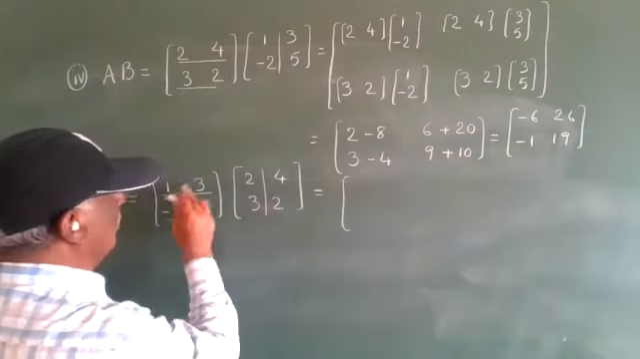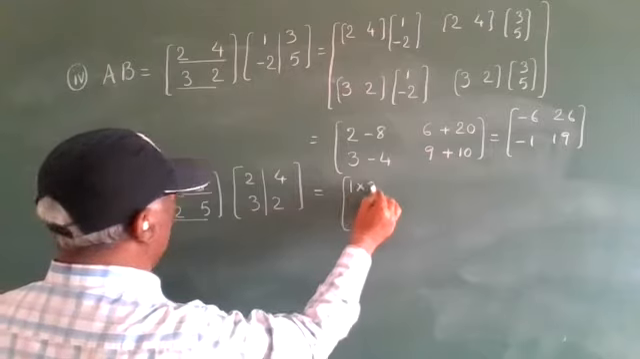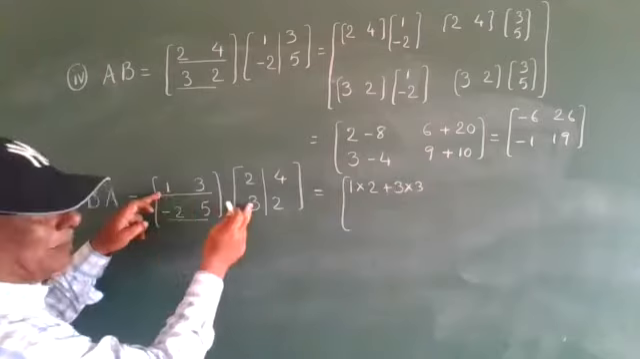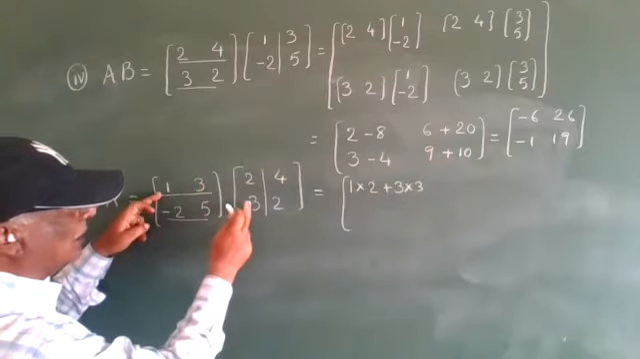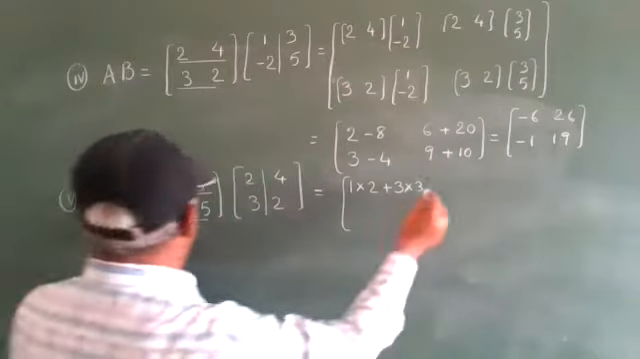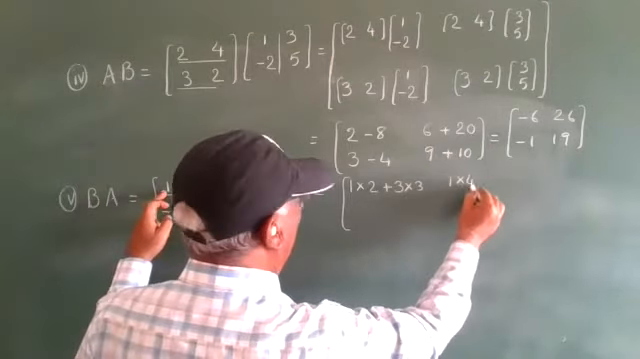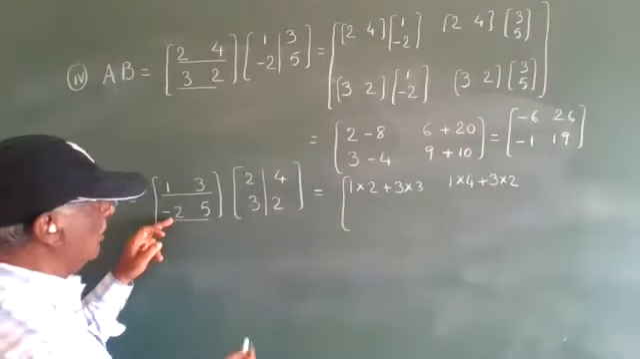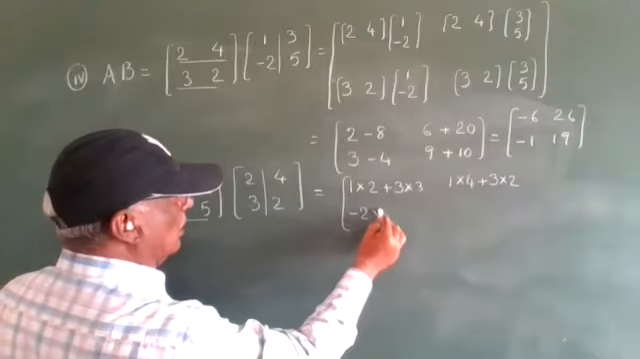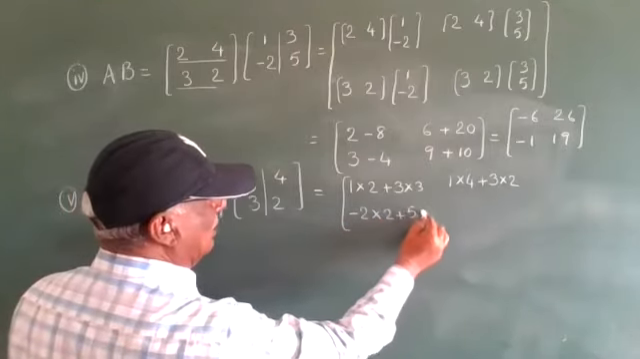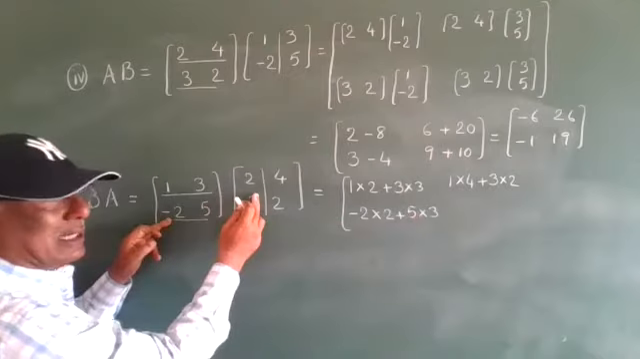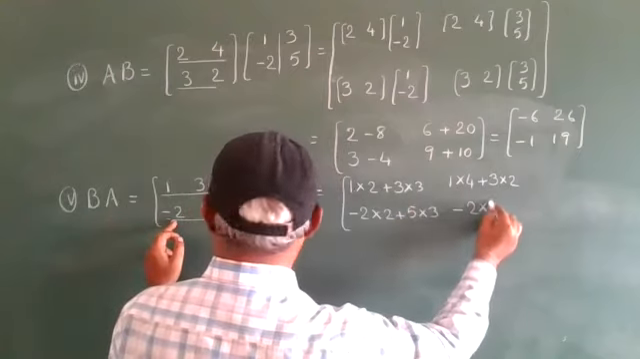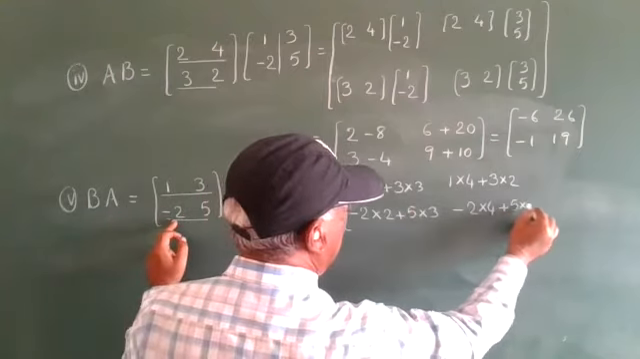Here is 1 into 2 plus 3 into 3. First row multiplied with the first column, 1 into 2, 3 into 3. First row multiplied with the second column, 1 into 4 plus 3 into 2. Second row, start with the second row. Minus 2 into 2 plus 5 into 3. Second row with the first column. Second row with the second column. Minus 2 into 4 plus 5 into 2.